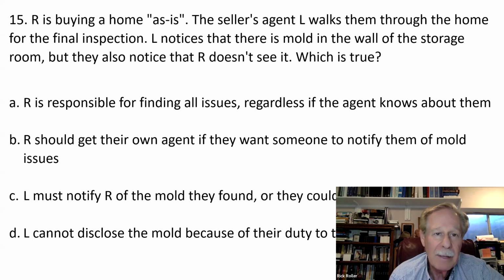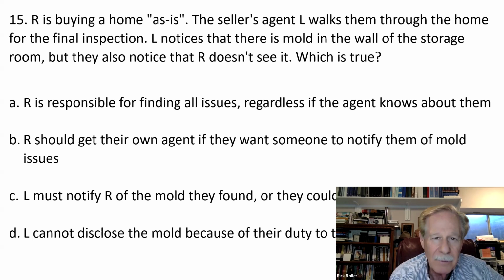R is buying a home as is. Now, as is means that you're not probably going to get an inspection. You still could, but as is means that the seller's not going to have to make any repairs. The seller's agent, L, walks them through the home for final inspection. L notices there's mold on the wall in the storage room, but they also notice that R didn't see it, which is true. Well, looking this over, which would be fair and which would be true, R is responsible for finding all issues regardless if the agent knows about them. That's R. He's the buyer.